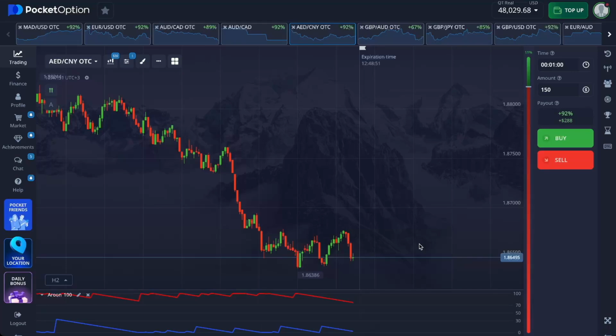Aroon up, this red line, shows the strength of the buyers. If you see that the value of this line is between 70 and 100, it means we are likely to see an upward movement. The Aroon down line, the blue line, shows the strength of the sellers. Accordingly, if you see that it drops below the 30 line and stays between 30 and 0, that's a signal that a downward movement is coming.